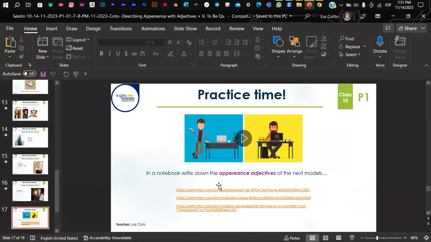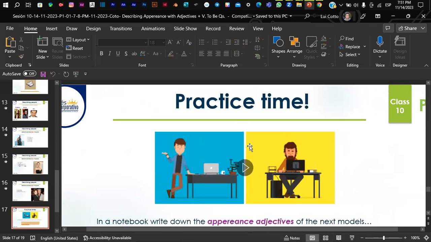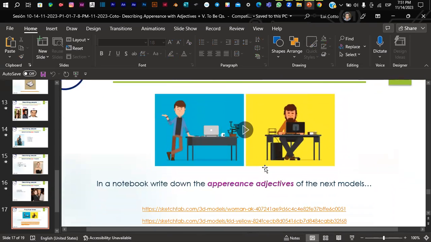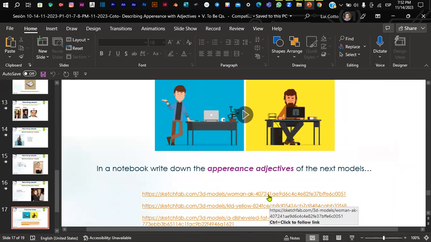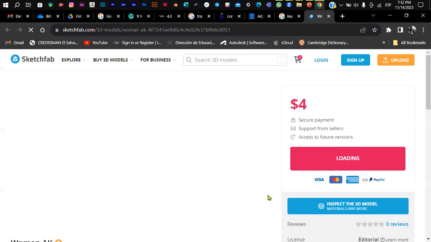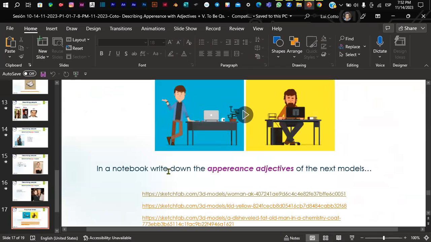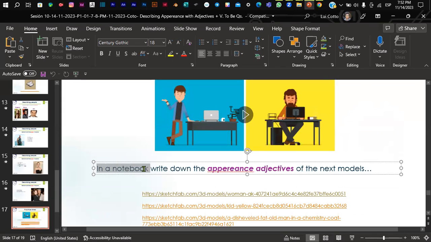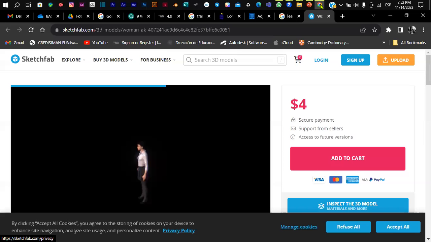Check your homework, guys. You have three links. Hay tres links in the practice slide. Let's open the first one. Okay. What is the indication? ¿Cuál es la indicación? In a notebook. A notebook. Write down. Appearance. Adjectives. Of the next models. What is the first model?